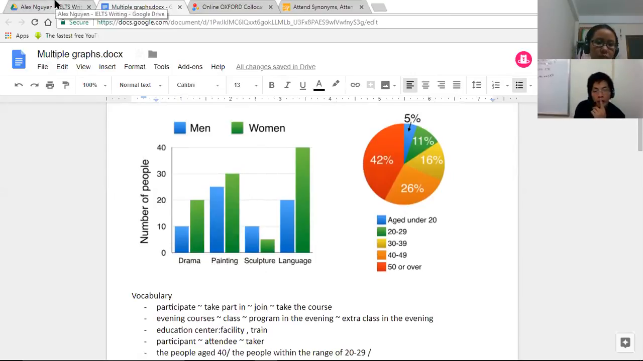So I can also say, for example, in sculpture, the number of women was like 5. Then this number increased in language. Yes, because you have the same subject, the number of women, so you can use the verb increase or decrease. Nice. Interesting.